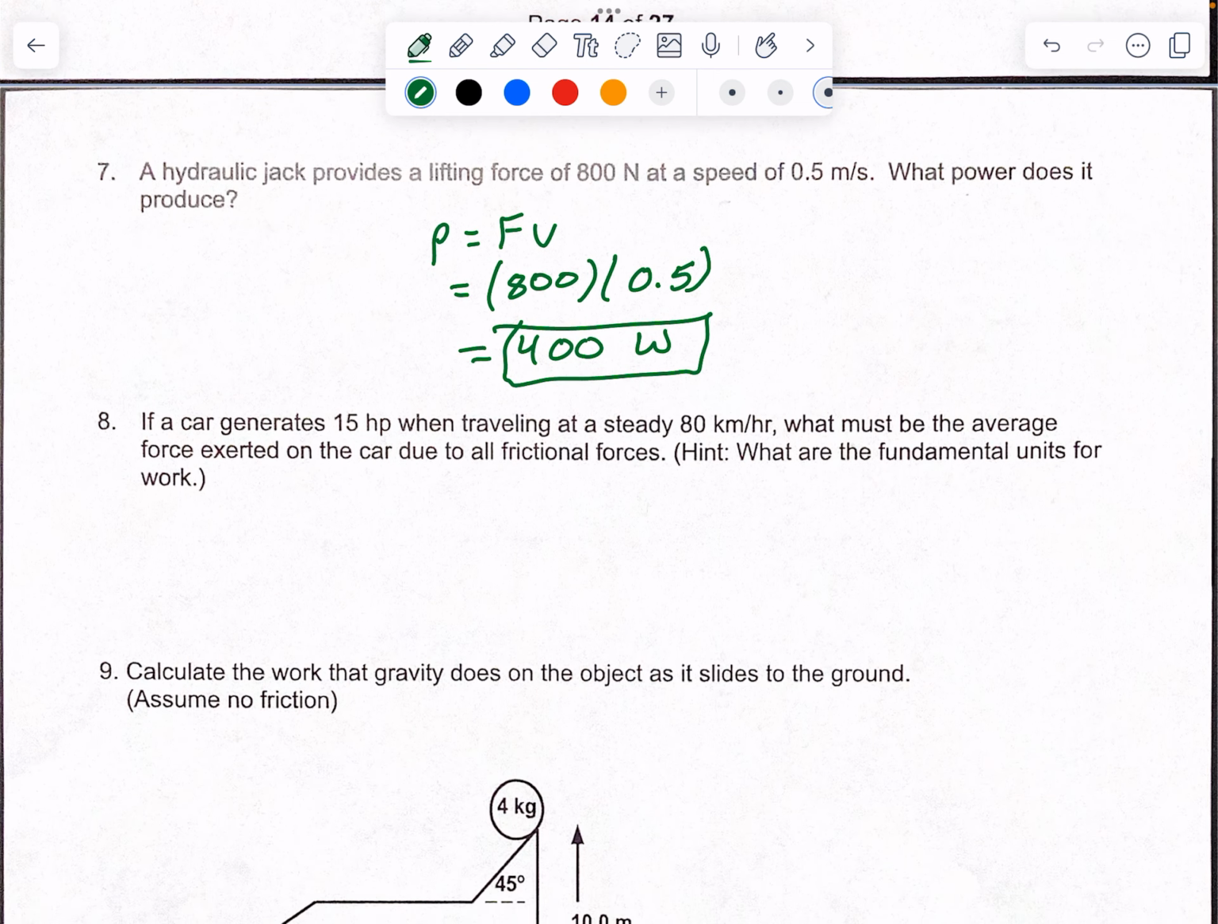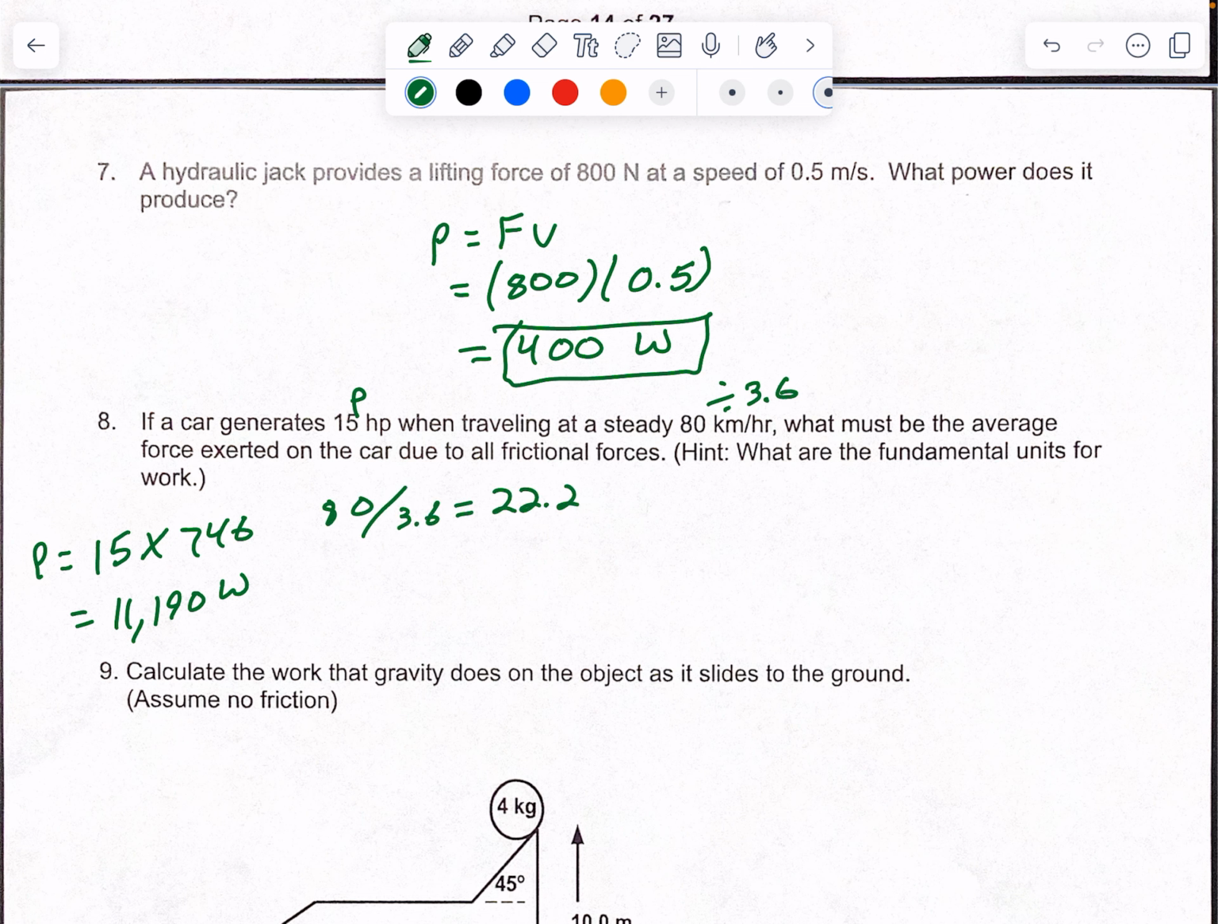Number 8, if a car generates 15 horsepower, well, there's power. You're in horsepower, so I'm gonna go ahead and fix it. Okay, we're gonna fix it to watts, so 15 times 746. Okay, and that's gonna give you 11,190 watts. Okay, it's traveling at a steady 80 kilometers per hour, so I can't have kilometers per hour, I need meters per second. So we gotta divide that by 3.6. So 80 divided by 3.6 is gonna give you 22.2 meters per second.